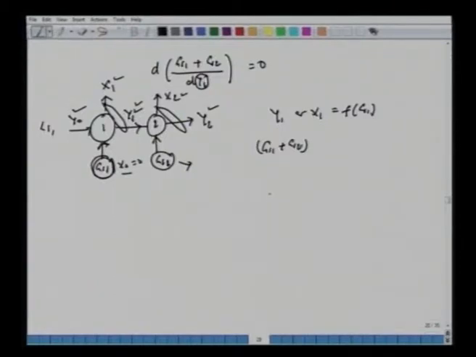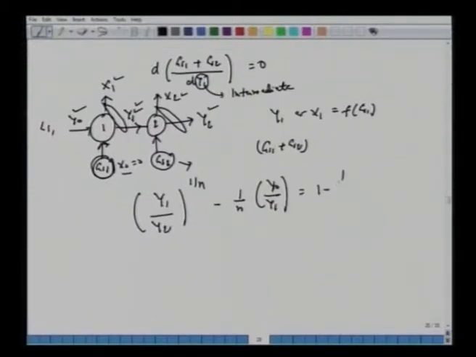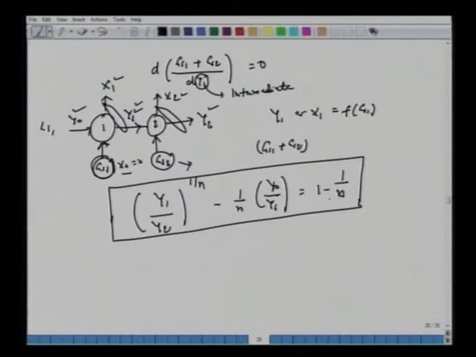You write down the two equations, eliminate LS and GS, and you have only one variable left here, which is Y1 as an intermediate. If you differentiate and equate to 0, we have the condition given as (Y1 over Y2) raised to the power 1 over n, minus 1 over n, Y0 over Y1 equals 1 minus 1 over n. So this is the equation we obtained in the previous class.